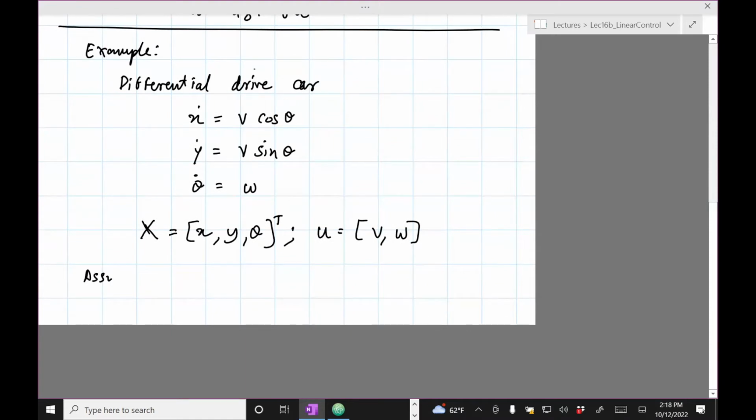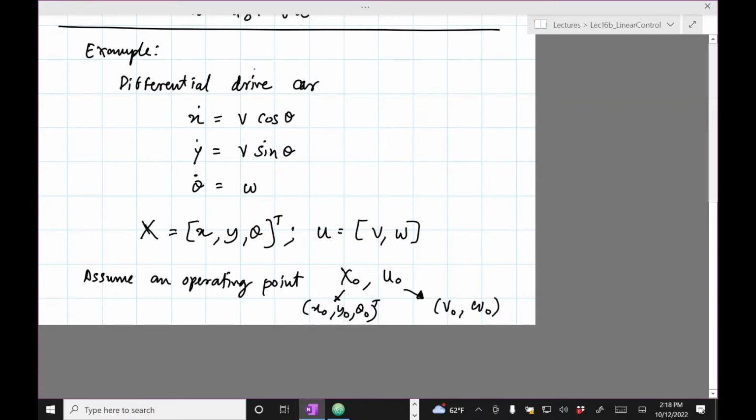So we'll assume an operating point, x0 and u0. That would be small x0, y0, theta 0, and for u0, it will be v0, omega 0. Okay, so let's assume that we know that. I'll tell you a little bit more background about how to compute that a little bit later. And let's just linearize the system.